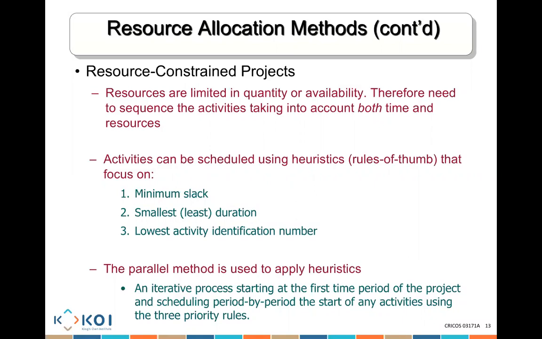The parallel method is really used to apply heuristics. What is the parallel method? An iterative process starting at the first time period of the project, and you schedule one period at a time from the start all the way to the end by using the 3 priority rules I mentioned here. So can you just take a minute to write those priority rules in front of you? Minimum slack, smallest duration, and lowest activity identification. So write those rules in front of you now so that we are able to really do that exercise. I'll give you a minute to write it down.